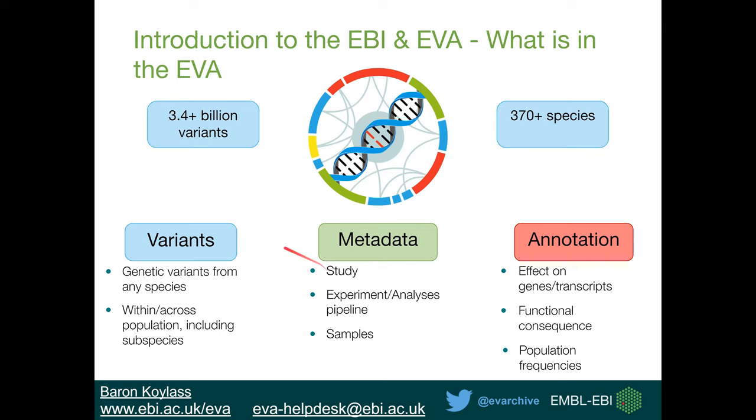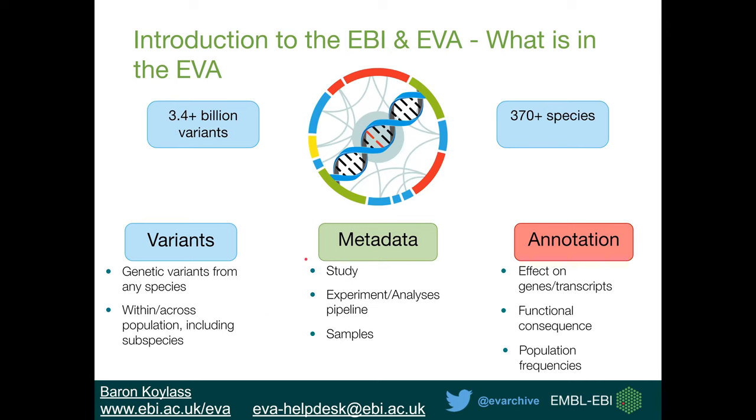And these are some numbers that we currently have within the EVA. We currently house just over 3.4 billion variants across around 370 different species. And we hold the variation data, so that's the genetic data from any species, and it's within and across populations, including subspecies.